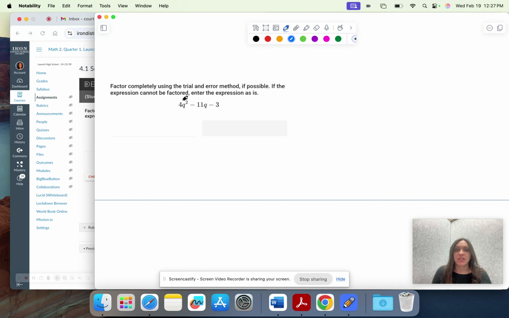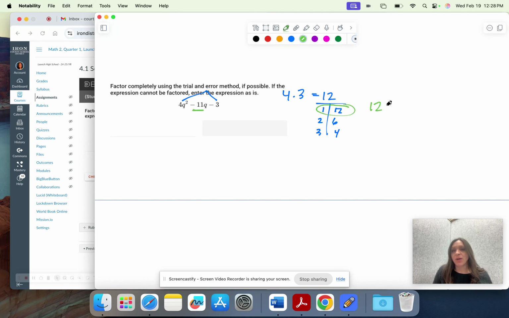So we're doing the same thing we did. You multiply first times last, and I'm going to ignore that negative and get 12. And then all the factors of 12. So 1 times 12, 2 times 6, 3 times 4. And I want the two numbers that will add or subtract to 11.